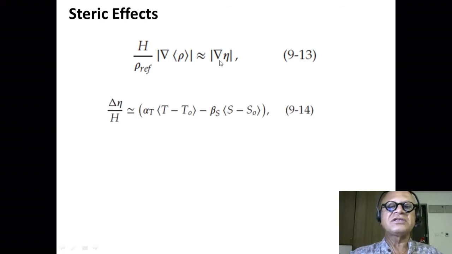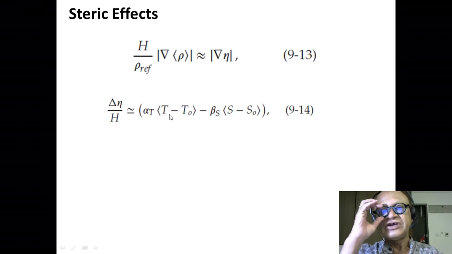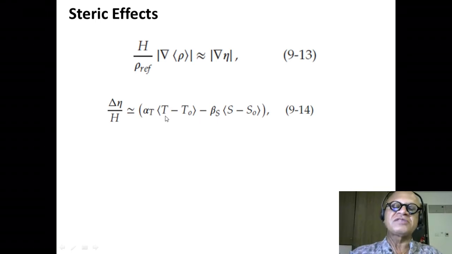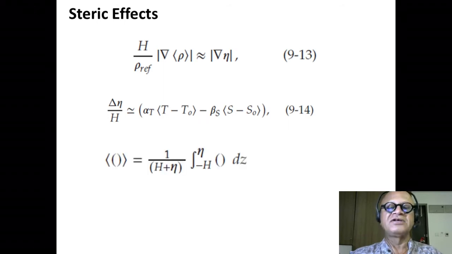So in this case, delta eta over h can be written as alpha t times t minus t0 minus beta s times s minus s0. We carry the angular brackets to still imply that they're averaged over a certain depth. This is just saying that we can approximate the ocean density as a linear function of the thermal expansion and salinity coefficients and the changes in temperature and salinity with respect to a reference temperature and salinity.